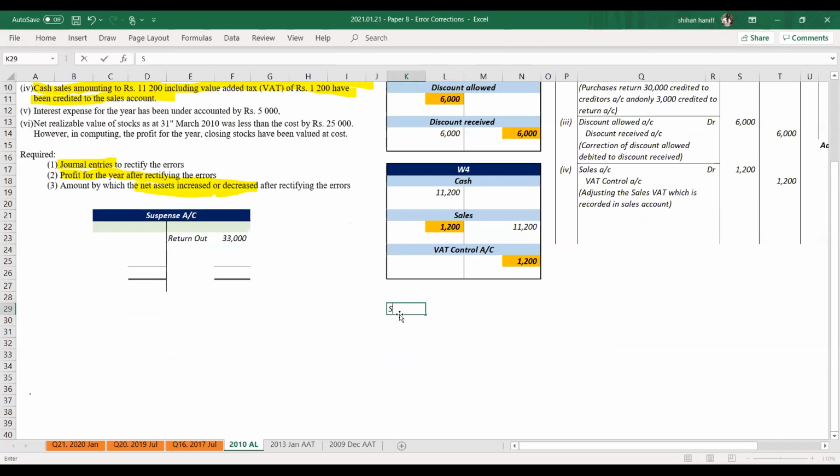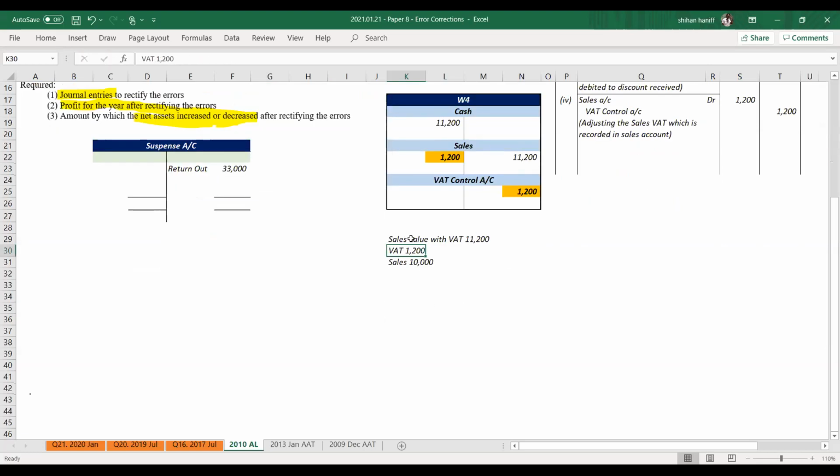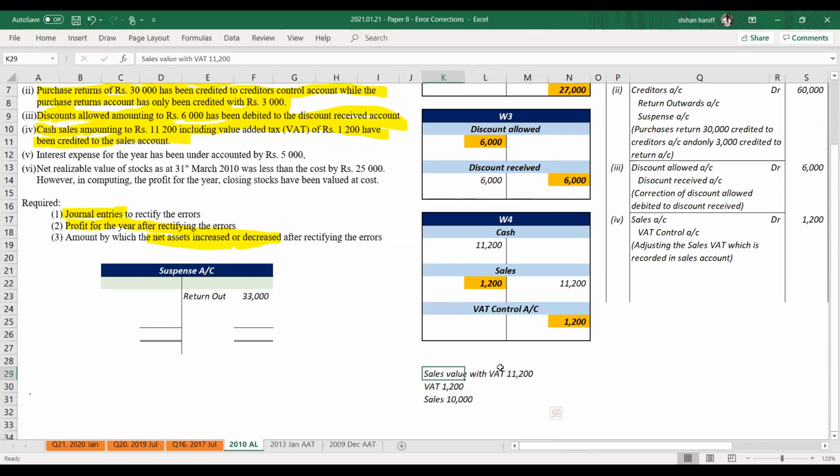We are doing a sales. Say sales 11,200. In this, VAT is 1,200. So actually sales value is 10,000. Sales value with VAT is 11,200. If you divide this, what is VAT?